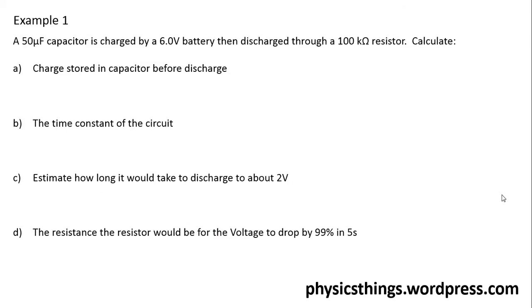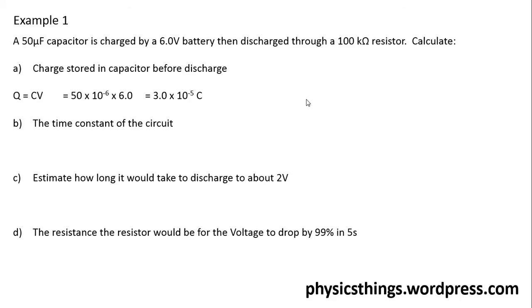So, final example. A 50 microfarad capacitor is charged by a 6-volt battery, then discharged through a 100 kiloohm resistor. Calculate the charge stored in the capacitor before discharge. Well, I need to go back to using Q equals CV, plug my numbers for capacitance and voltage in, and I get a charge of 3.0 times 10 to the minus 5 coulombs.